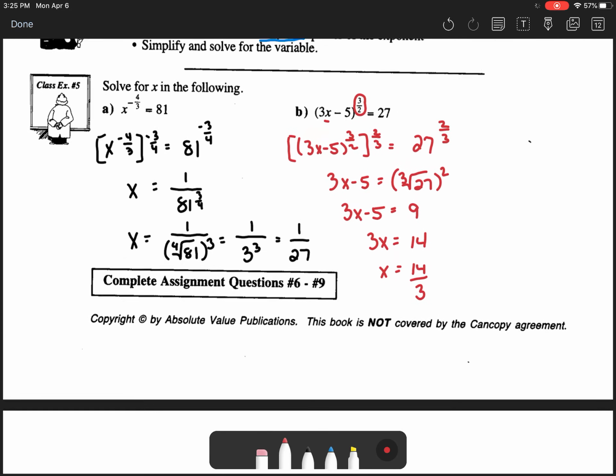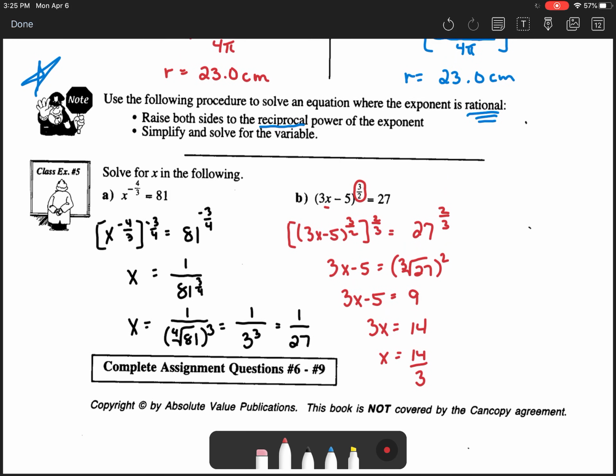Okay, and that is it. Look at that. So much fun. Time flew by. So take a look at that for lesson 1 of exponents and logs, and see how you do working through the assignment.